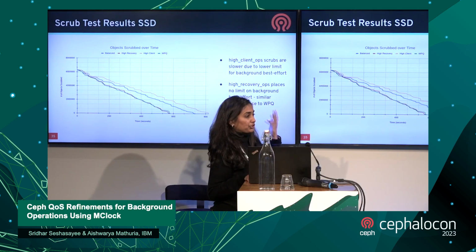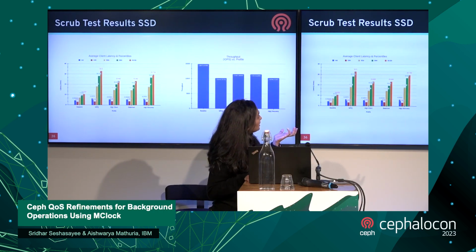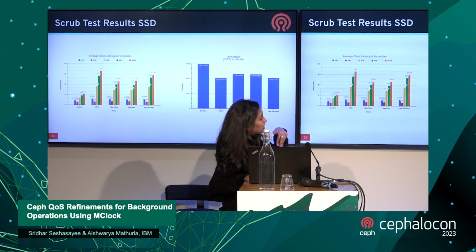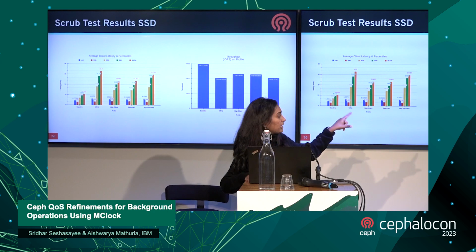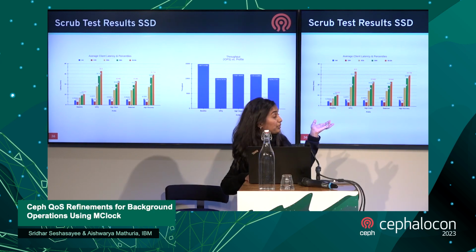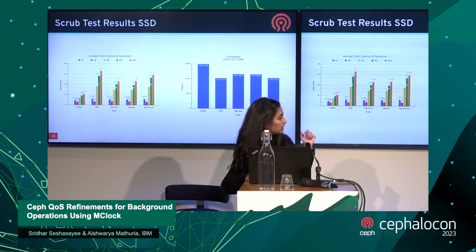And we wanted to see what the effect on the client ops was. And yeah, if you see the throughput values, the IOPS, you could see that the high client profile did much better than WPQ and the other MClock profiles. So basically the cost changes and the changes in the MClock profiles helped achieve this.